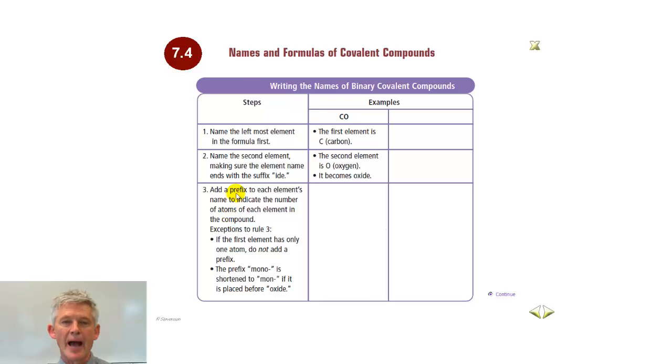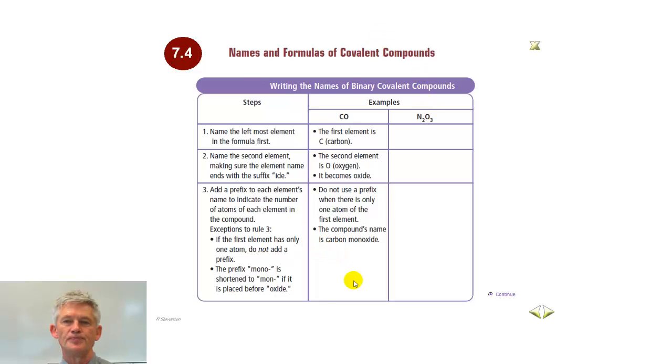Now it gets interesting. Add a prefix to each element's name to indicate the number of atoms of each element in the compound. Exceptions to Rule 3: if the first element has only one atom, do not add a prefix. So in this case, we only have one atom of carbon, so we're not going to add a prefix. The other exception is that the prefix mono is shortened to mon if it is placed before oxide. You're not going to have two O's together. So in this case, do not use a prefix on carbon. The compound's name is carbon monoxide.